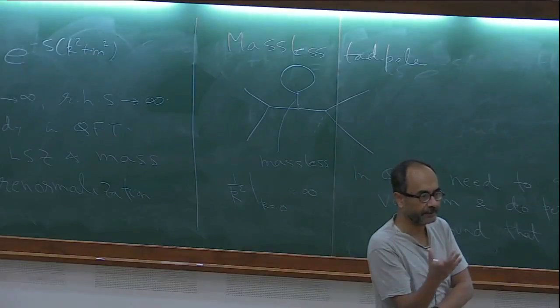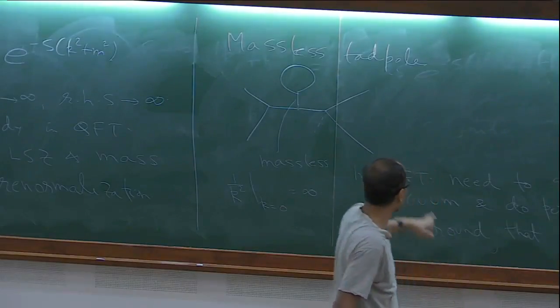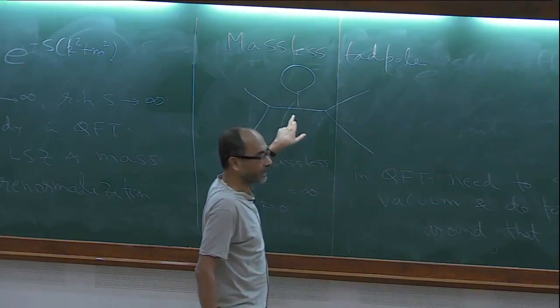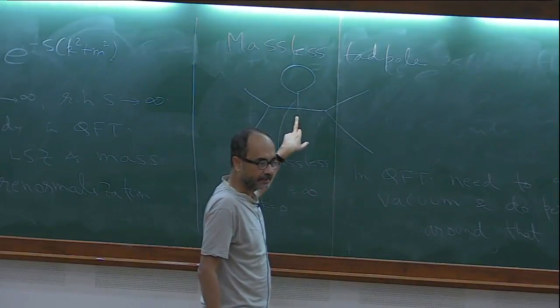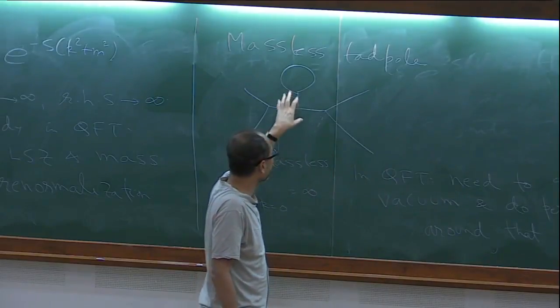Because in string field theory you wouldn't have these divergences. Here, for example, you will only allow massive states to propagate, but not massless states, because the shift in the vacuum will cancel this diagram.